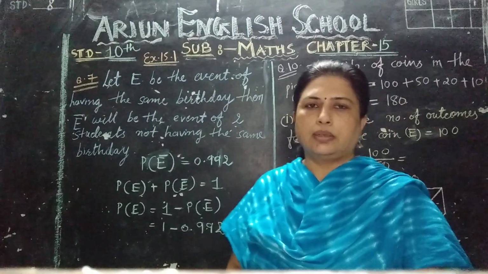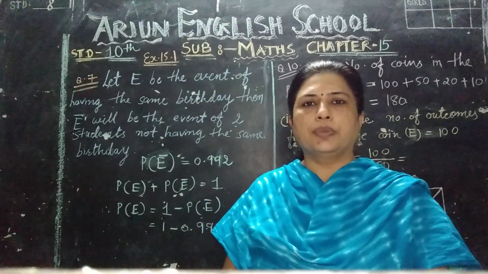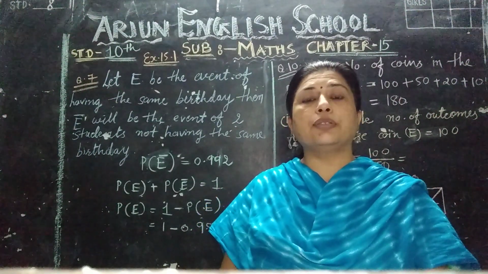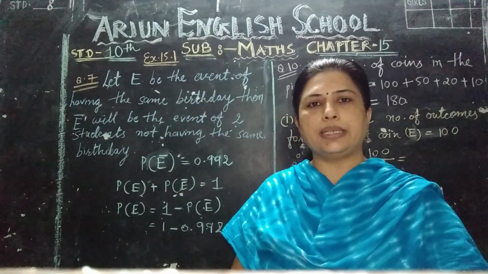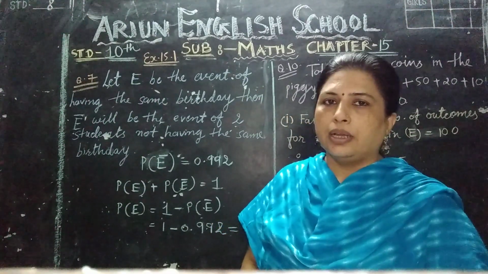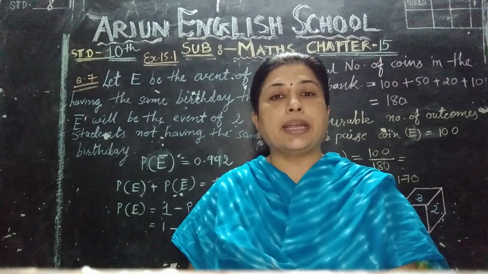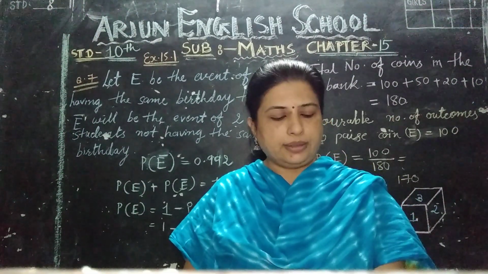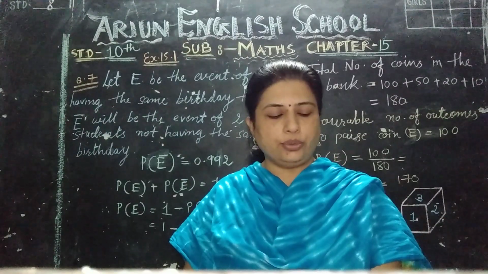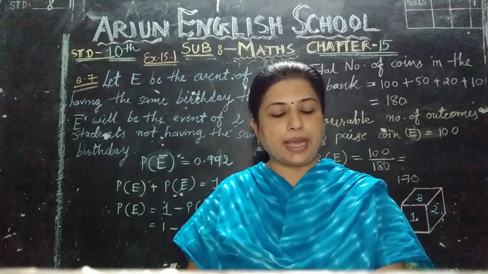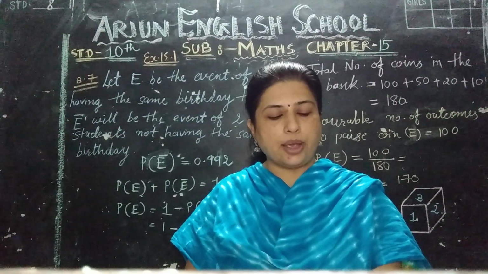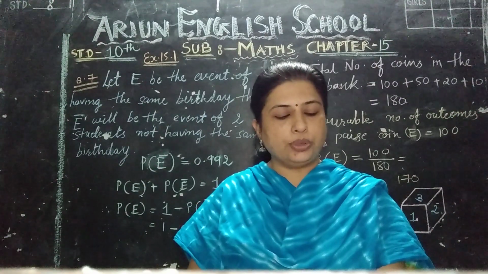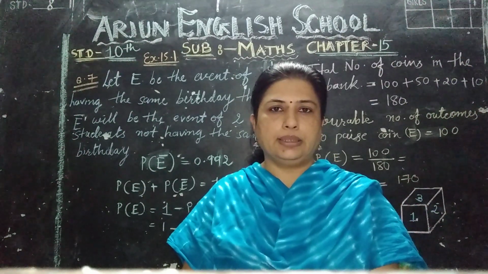Hello students. In the last video we learned exercise 15.1 up to the 6th question. In those questions, the second question remained to be discussed. So let us discuss the second question. Which of the following experiments have equally likely outcomes? Explain.